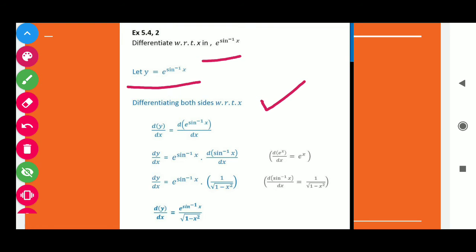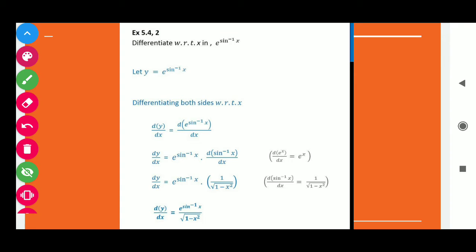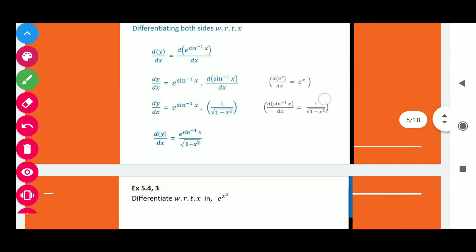We get dy over dx is equals to d of exponential sine inverse x over dx. Now first do derivative of exponential. Derivative of exponential is same. Now you can see that power involves the sine inverse x. So derivative of sine inverse x is 1 over under root 1 minus x square. Here I have mentioned the formulas as well, you can see here, which I have used. So students, in this way we get the result dy over dx equals e raised to power sine inverse x divided by under root 1 minus x square. So this is our answer.